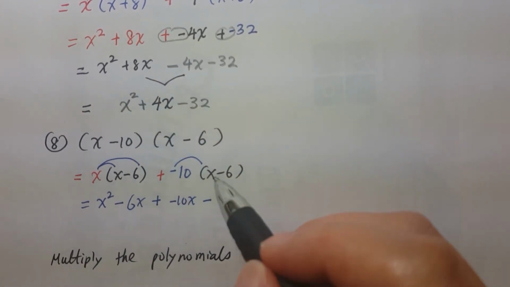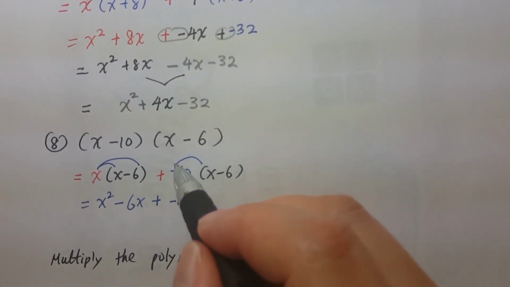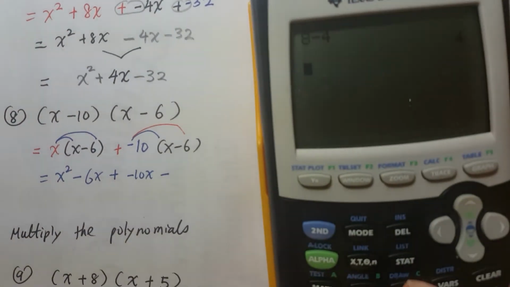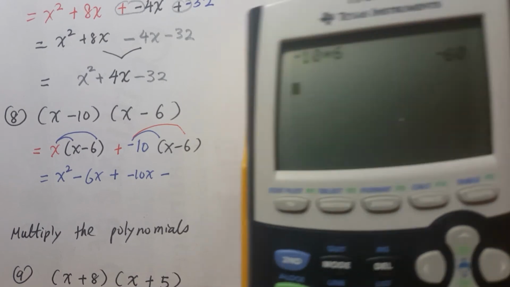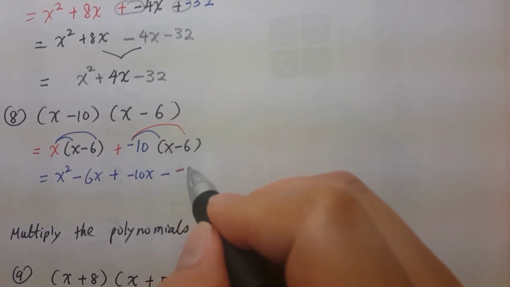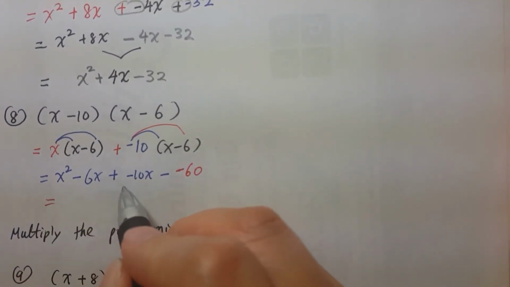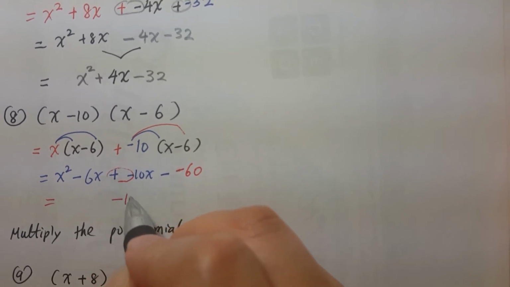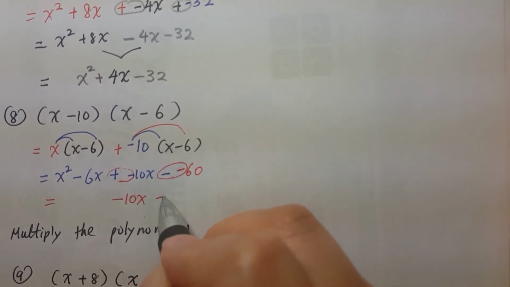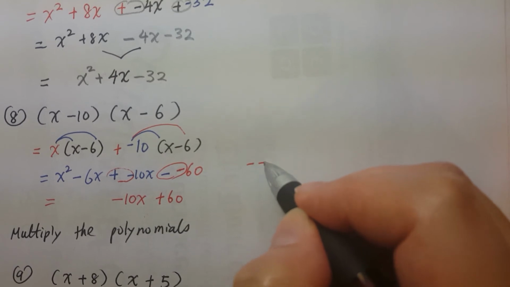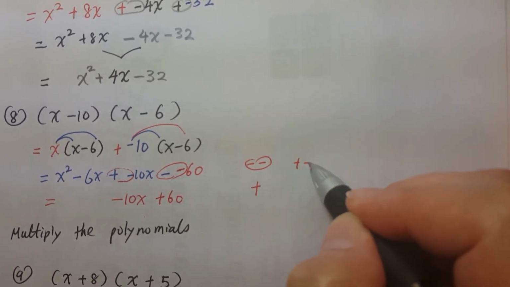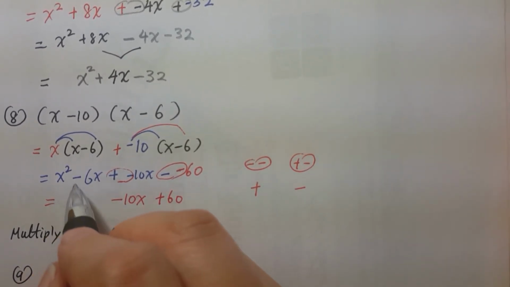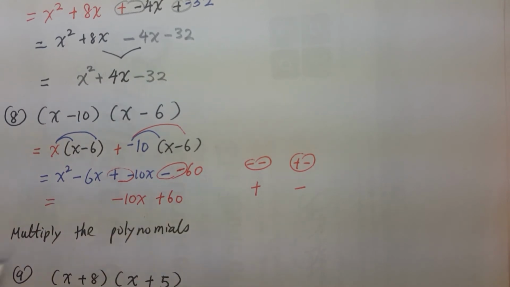And then this minus turn over here. Then we get negative 10 times 6. So we're going to do negative 10 times 6, which is negative 60. We get negative 60. Now you see that this turned into minus 10x. This turned into plus 60. Minus minus become plus. Plus minus become minus.